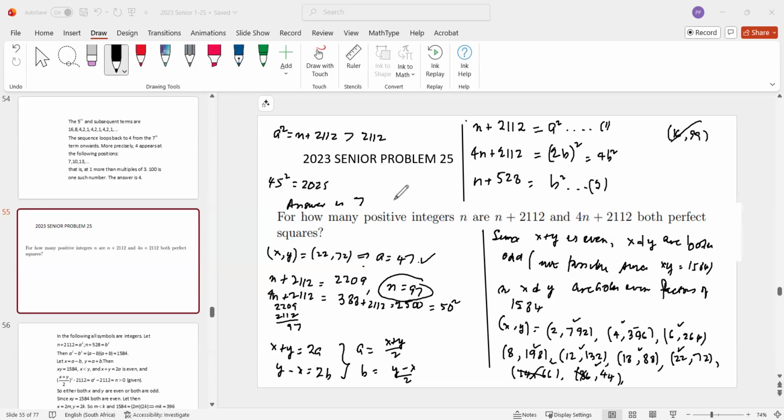Actually, what you need is n. N is equal to a squared minus 2112. So you take all these numbers and subtract 2112, and that will be your n. Okay. Sorry, hopefully you'll be able to read what I've got here.